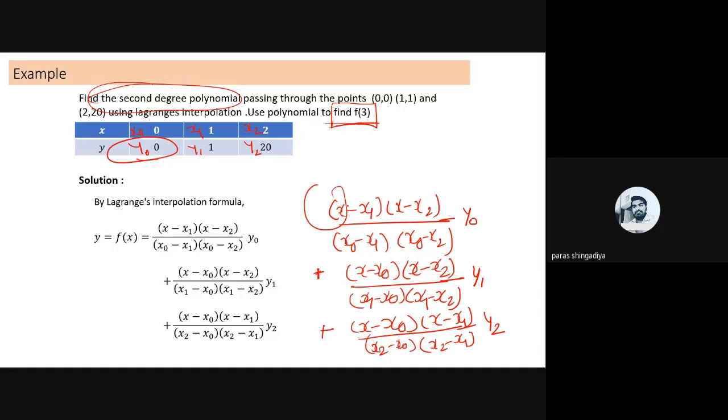Here in this formula, we'll not replace the value of x. We'll consider this x as it is, and replace the remaining values, simplify each and every term, take the proper LCM for each term, and then derive one polynomial.